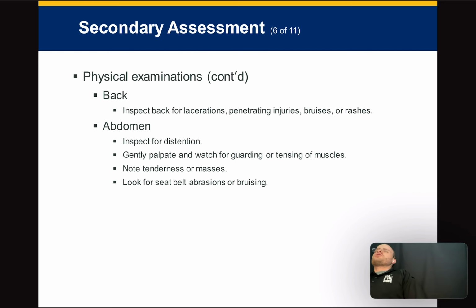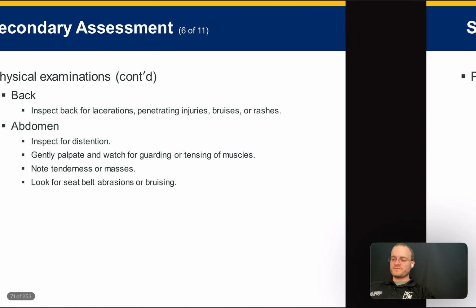Okay? You could note tendernesses or masses. This can happen. Like with intussusception, you might feel a sausage-shaped mass, and with pyloric stenosis, you might feel an olive-shaped mass. So there are different things you could look for clinically by palpating the abdomen. But remember, you go to the problem area last.